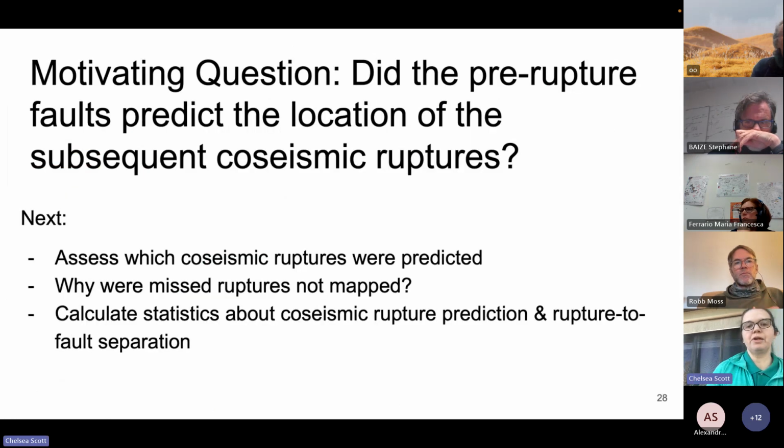So the next question that we looked at was, did these mapped pre-rupture faults predict the location of the subsequent coseismic ruptures? We answered this question in several steps. First, we assessed which coseismic ruptures were predicted by the pre-rupture mapping. We then determined why the missed ruptures were not mapped. And we finally calculated statistics about the coseismic rupture prediction and the rupture to fault separation distance. I'll discuss each of these in the next slides.